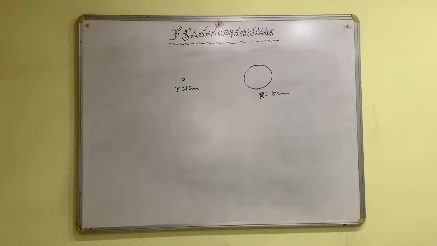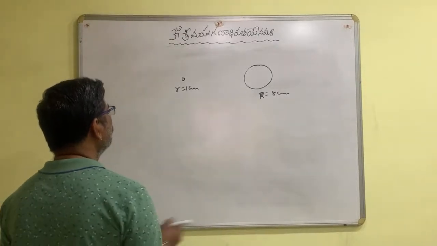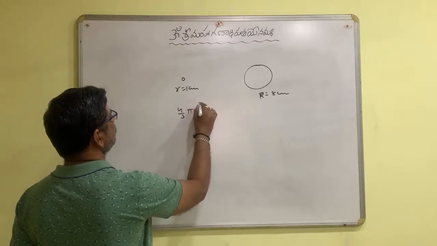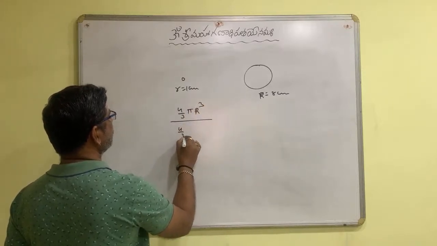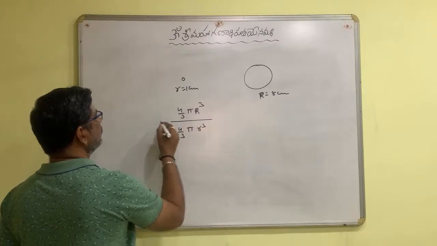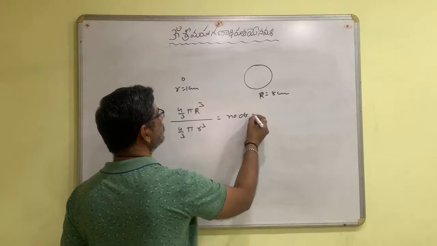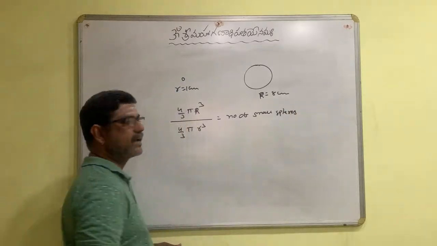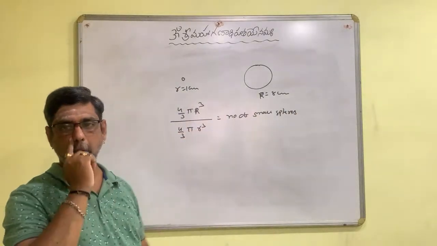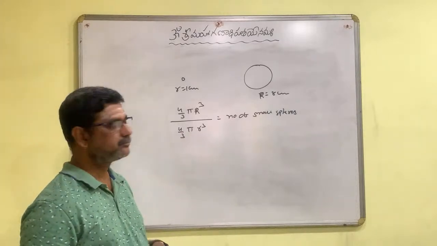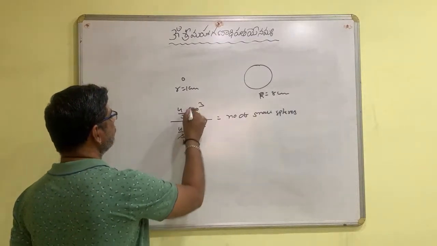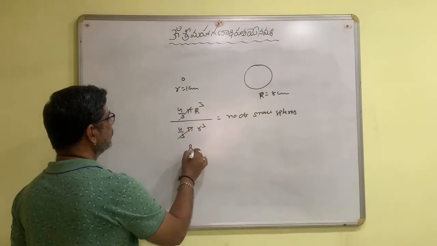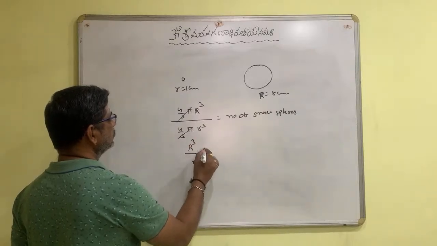Okay. Now, volume of big sphere by volume of small sphere gives you the number of small spheres that we can get from this. This is what we have to understand. So 4 by 3 pi, 4 by 3 pi get cancelled. So remaining is capital R cube by small r cube is equal to n.